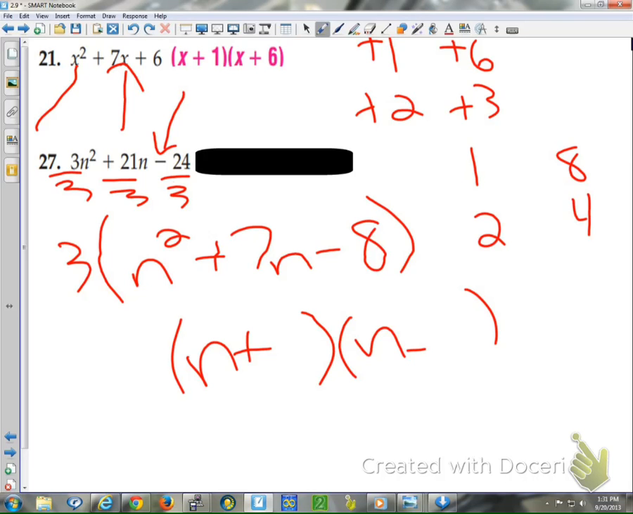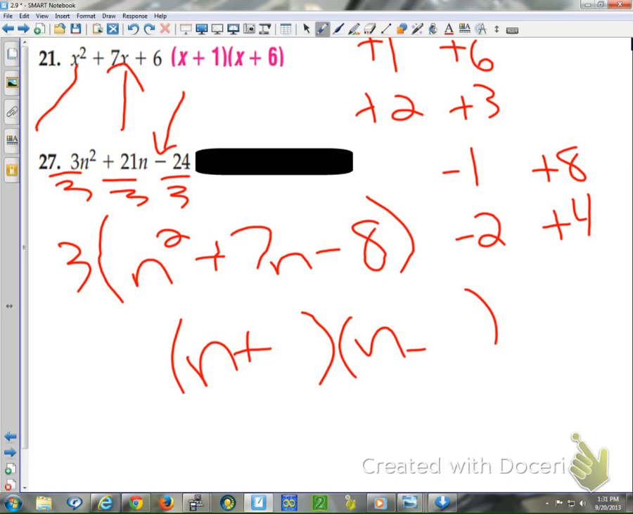Now, you're like, well, darn it, how do I know which one's positive, which one's negative? If they're different, then the first sign will tell you which one the bigger number has to be. On 8 and 1, which one's the bigger number? So the 8 would have to be the positive one, and the 1 would have to be the negative one. If it was 4 and 2, the 4 would have to be the positive one, and the 2 would have to be the negative one. That is what these signs will tell you. They're different. The bigger one has to be positive. Now look at them. Which one of these combinations adds to get positive 7?